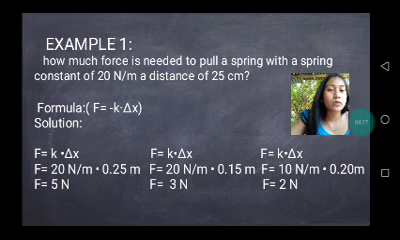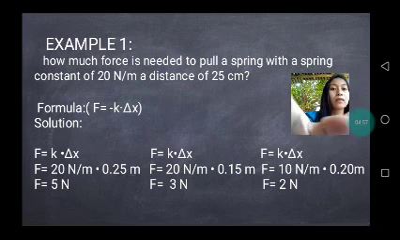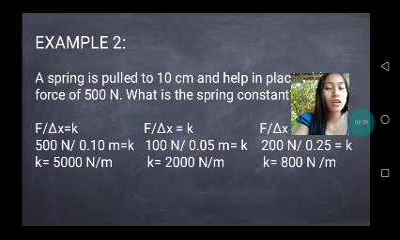Then, the next one is with the same spring constant, but this time the distance is different. 20 Newton per meter times 15 centimeters. Convert it to meters, so it means 0.15 meter. 20 times 0.15 meter equals 3 newtons, or the force. Then, the third one is 10 Newton per meter times 0.20 meters equals 2 Newton, or the force.